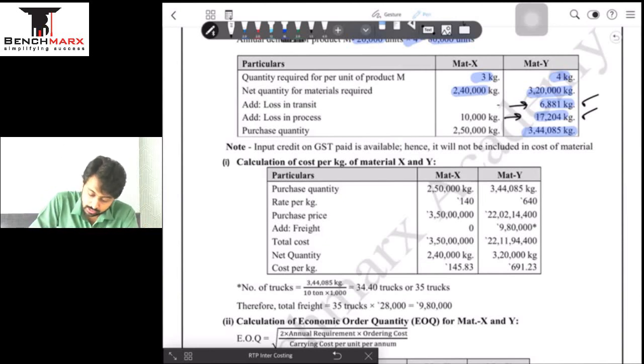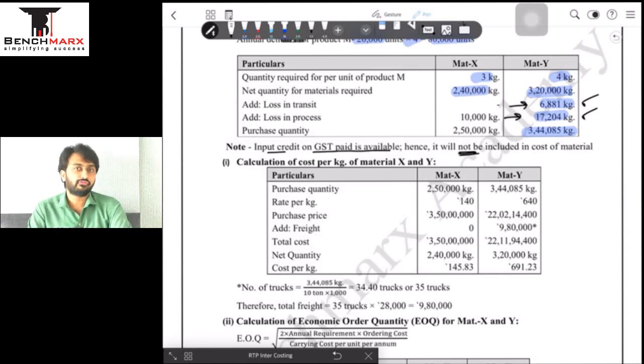Okay, now here they mentioned the note that since the GST paid credit is available, it will not be a part of materials. Had the question mentioned that this dealer is not getting the GST input credit, then in that case GST of 18% would have been added in the cost of purchase, because that is also my purchase cost. I am paying from my pocket, I am not recovering from my clients, which means it is my cost, which means it should come in the cost of materials. Okay, that is done.